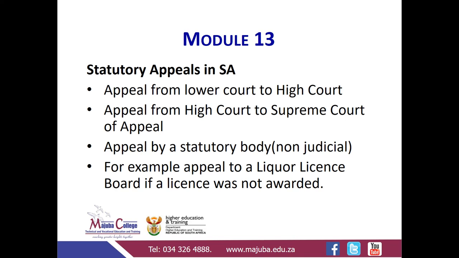So there are three types of appeal. An appeal from a lower court to a high court, an appeal from a high court to the Supreme Court of Appeal, and an appeal by a statutory body, that is non-judicial, right? Those are non-judicial matters, matters which are not taken to court. Those are matters which are usually held by the tribunals, right? For example, an appeal to a liquor license board if a license was not awarded.